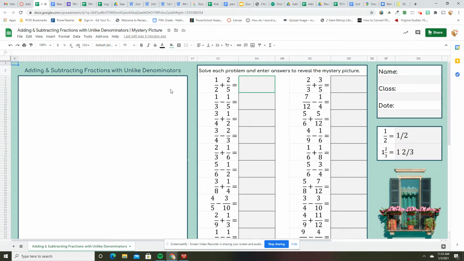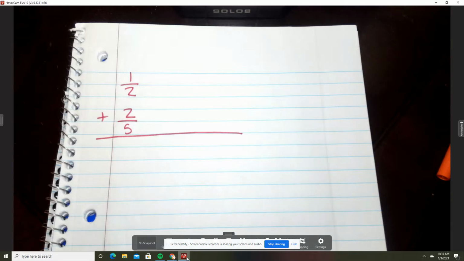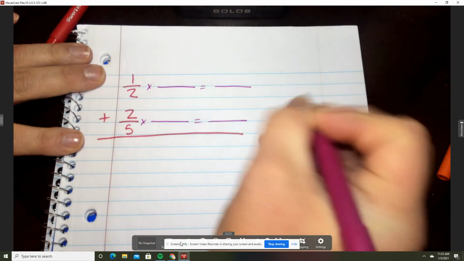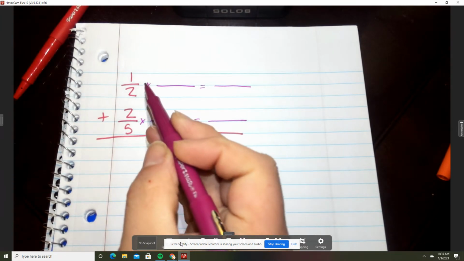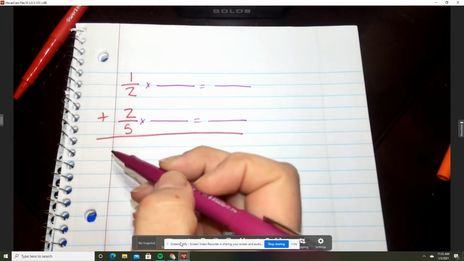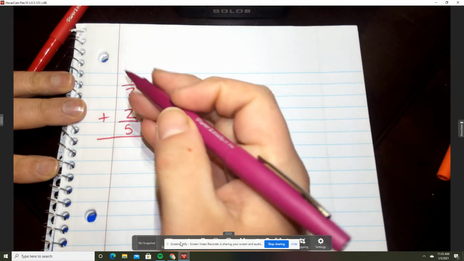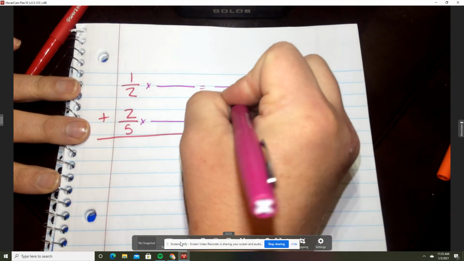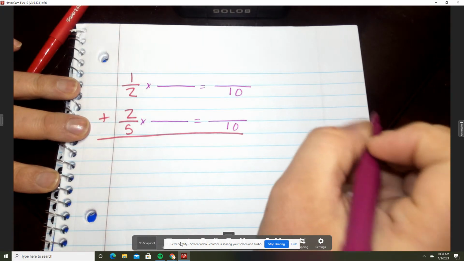All right, so I'm going to have this problem right here. I'm going to write it down on my paper: 1/2 plus 2/5. Just like we've been doing, what denominator am I going to use? What do 2 and 5 have in common? 2 cannot go into 5, but you could take 2 times 5 to get 10, and that would probably be the easiest way to figure out that you're going to use 10 as your common denominator.